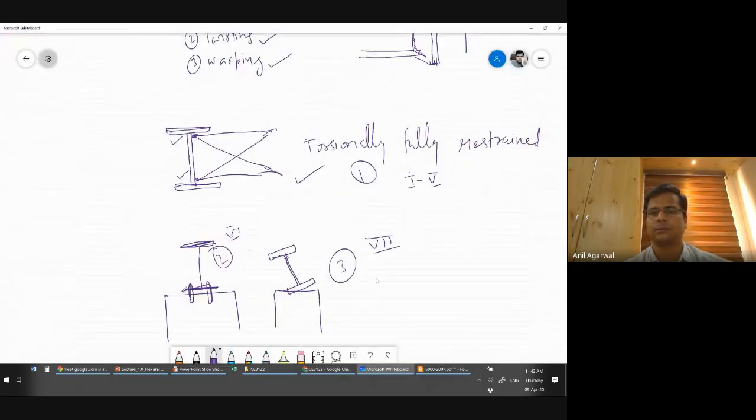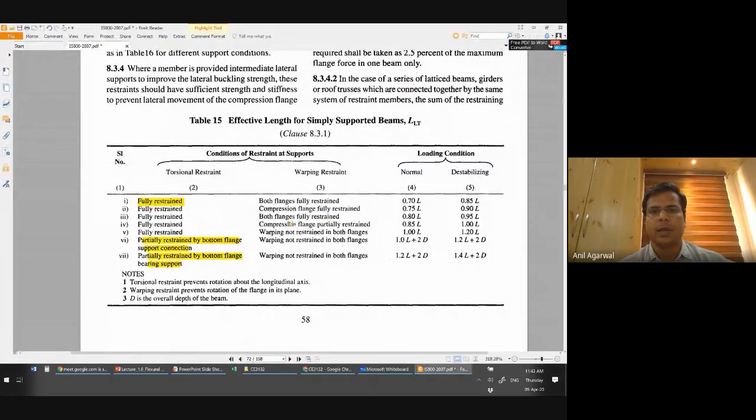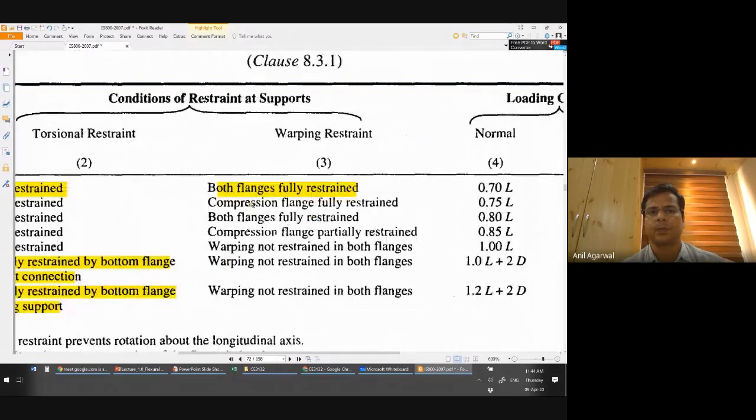Is that clear? So the first one is the most stiff torsional restraint. The second one is less stiff, but still better than the third one. And the third is the freest. Okay, and then comes the warping restraint. So for warping restraint also, whether you are restraining both flanges, if you look at the first one, both flanges fully restrained. Then compression flange fully restrained.